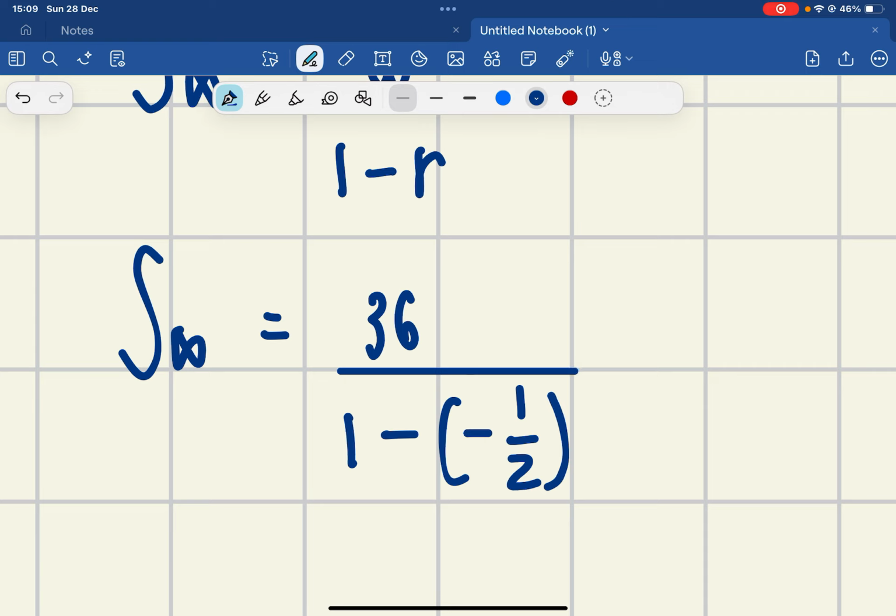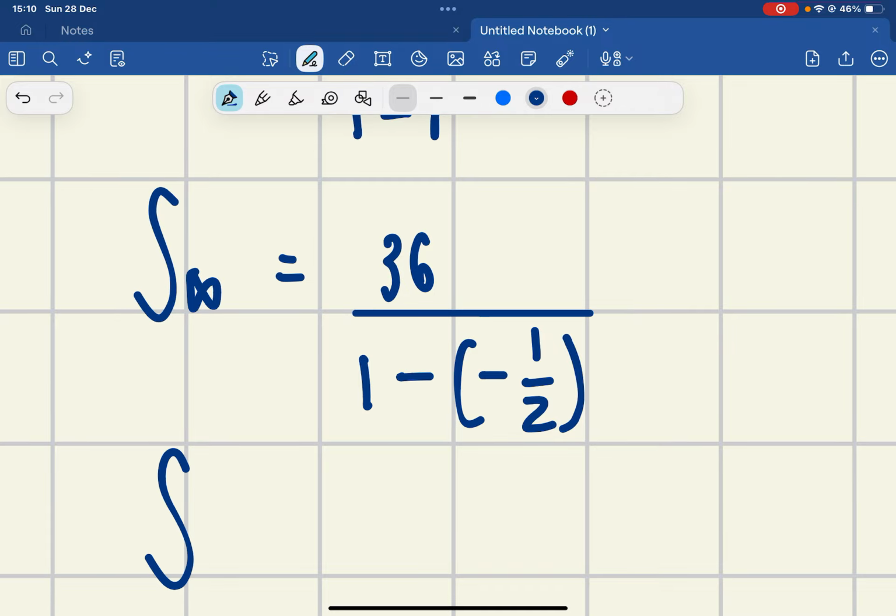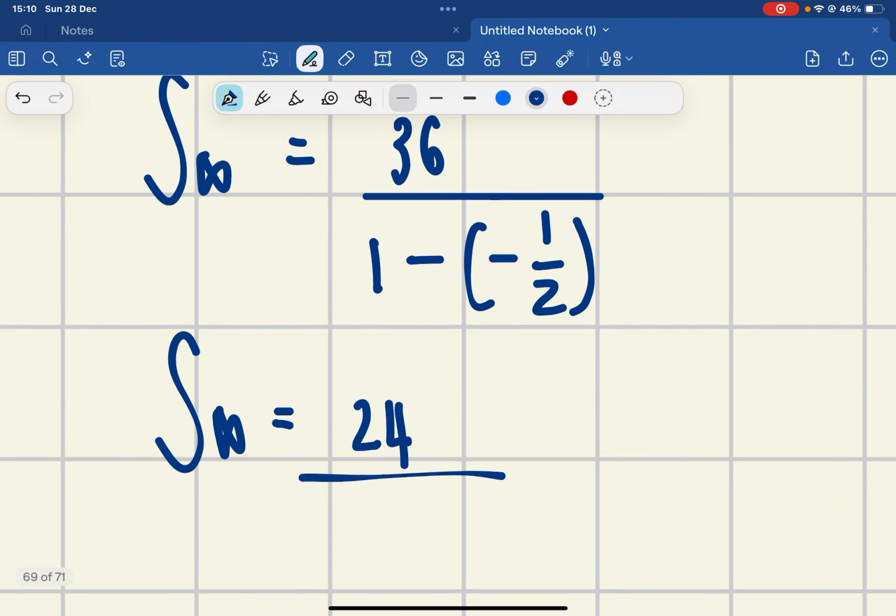So this would give us 36 divided by, because we have two negatives, we'll be adding, 1.5, essentially. This sum to infinity value is equal to 24.